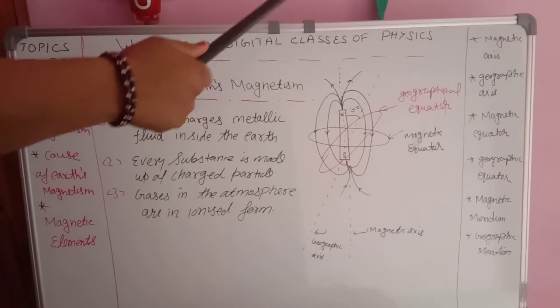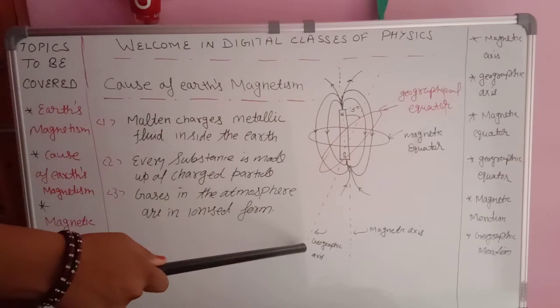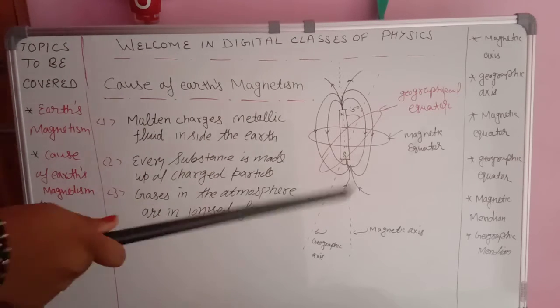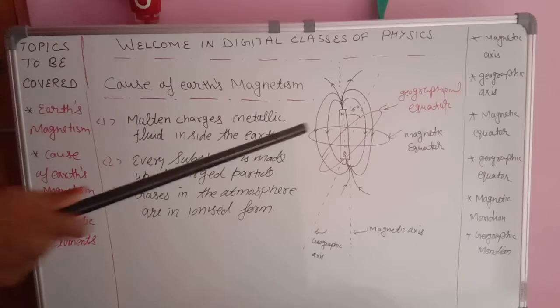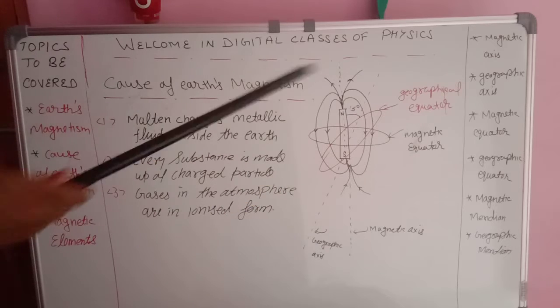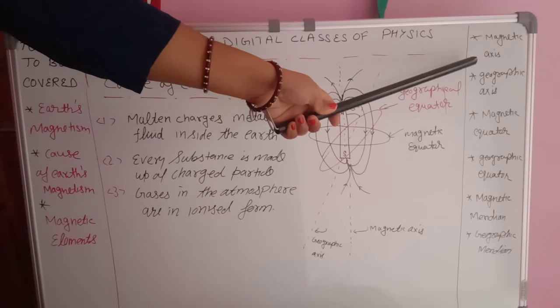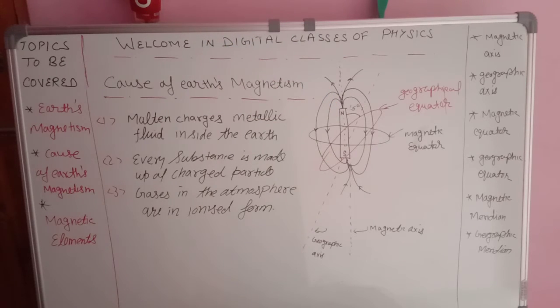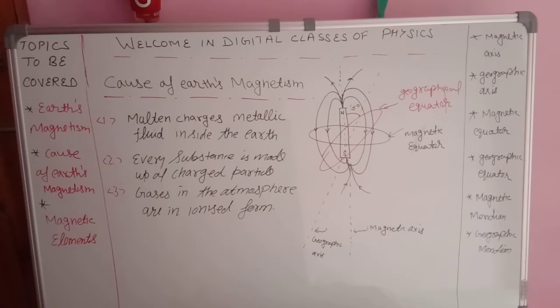Clear? The axis which passes through the magnet is called the magnetic axis, and the axis which passes through the geographical north and south is known as the geographic axis. You have studied the equator and poles. The equator related to the magnetic axis is called the magnetic equator, and the equator related to the geographical axis is known as the geographical equator. Dear students, all these terms are very important in this topic. You can see from the top: magnetic axis, geographic axis, magnetic equator, geographical equator, and the last 2 points are very important: magnetic meridian and geographical meridian.